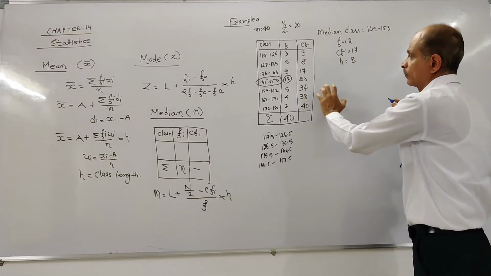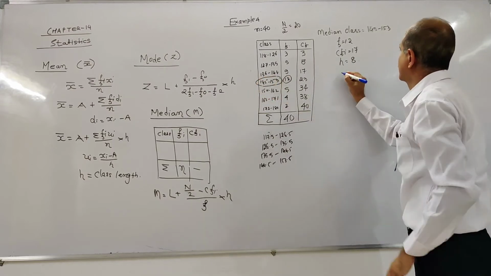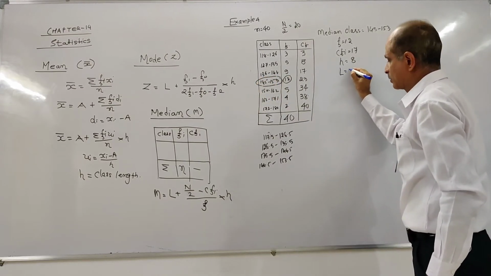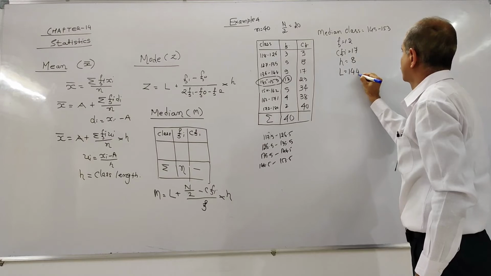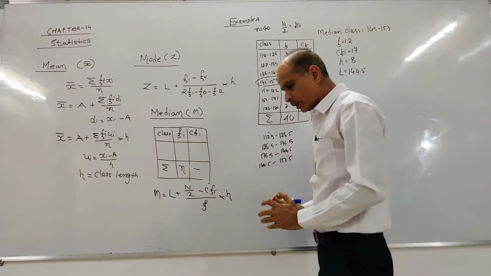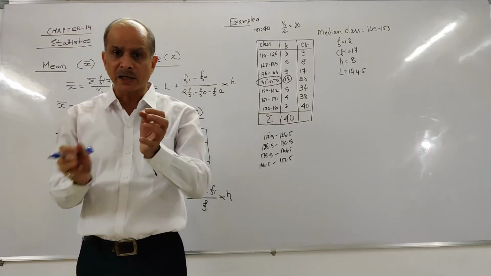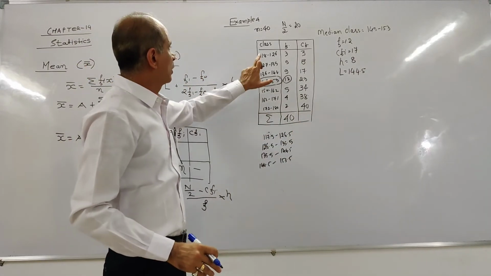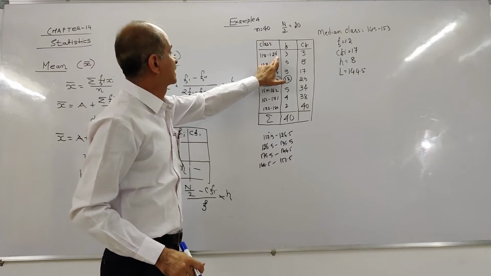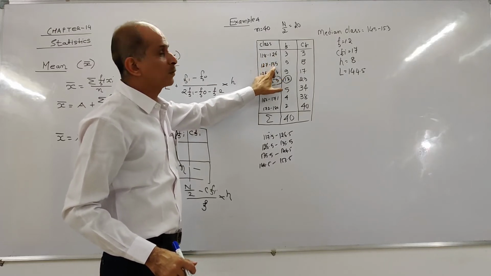So in place of 145, here your value of L is equal to 144.5. Because to find out the median of a data, the data should be continuous. Here 118 to 126. Here 126 to 135.